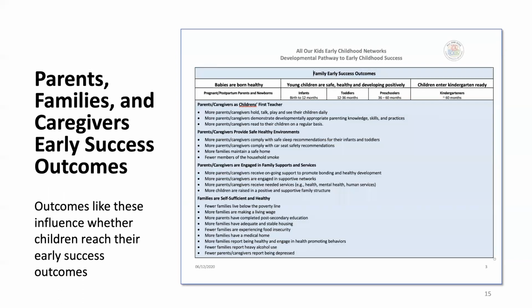And here are the family early success outcomes. We use family for shorthand in the developmental pathway, but we also mean parents as individuals as well as caregivers who may be not biological parents. All those who are taking care of young people are included here. You'll also notice that this is not divided up by impact area, and that's because we believe that all of these family early success outcomes have an important role to play in helping to achieve all three impact areas. So there's no differentiation here.